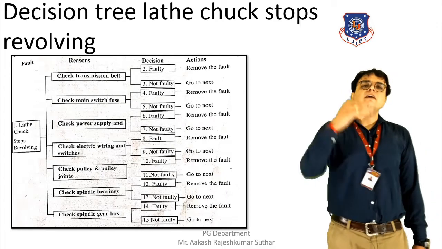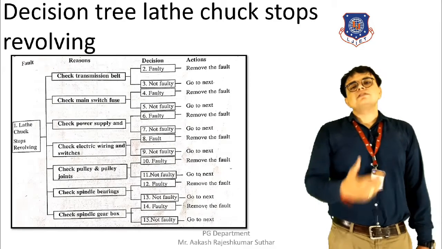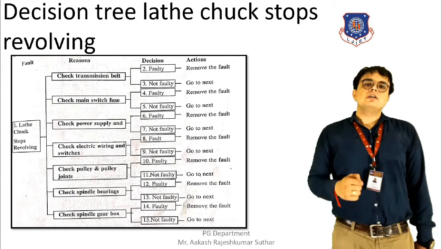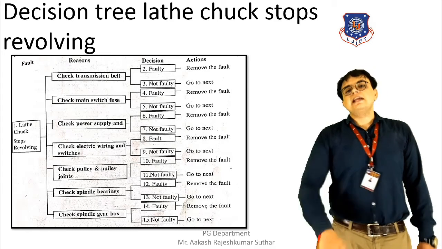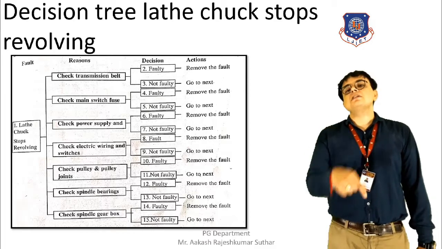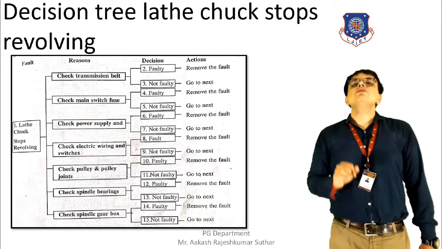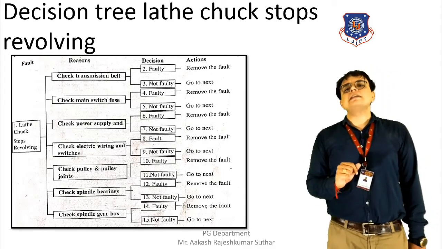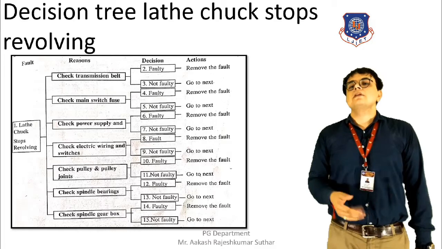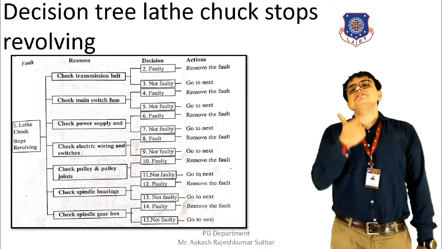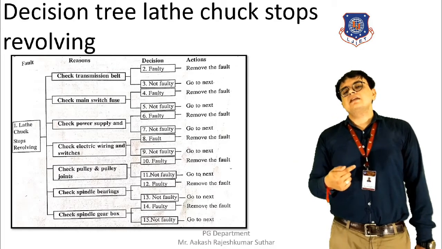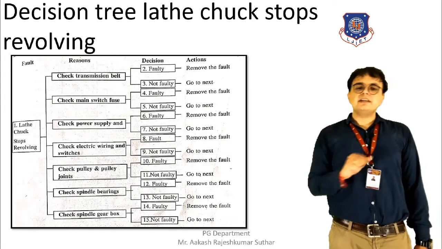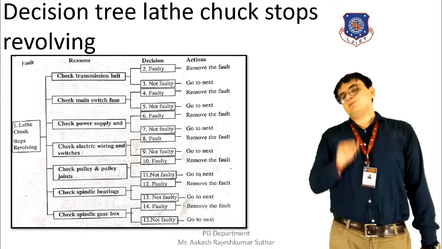And if the spindle bearing is responsible for causing the fault, then in the activity corresponding to this decision we should write remove the fault. And if the spindle bearing is not responsible for the occurrence of the fault, then in the activity corresponding to this decision we should write move towards the next reason. The next reason will be the checking of the spindle gearbox.